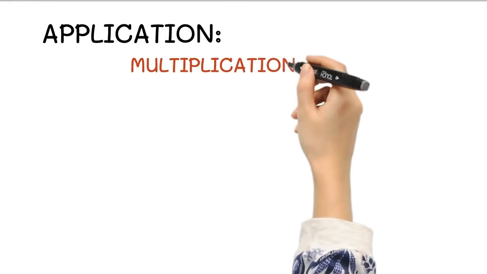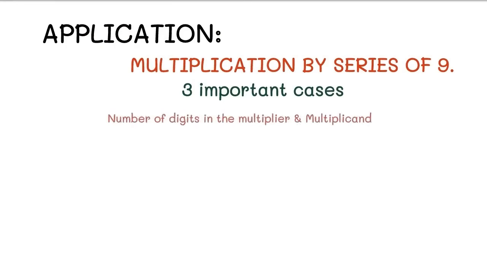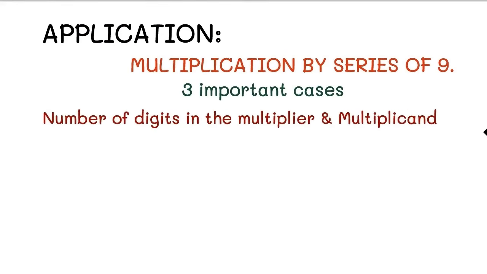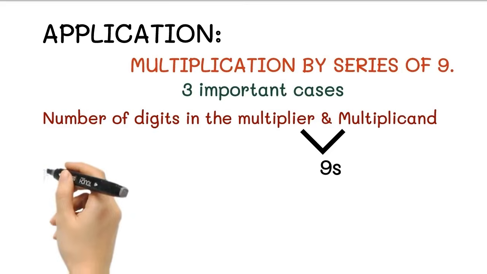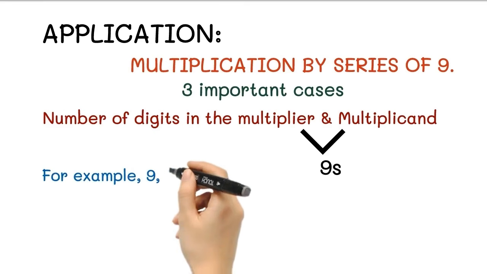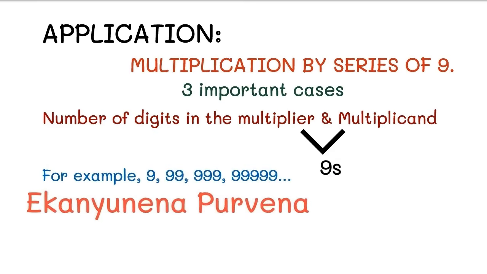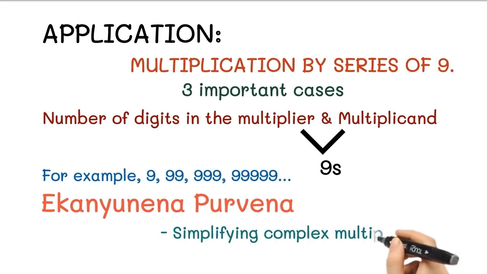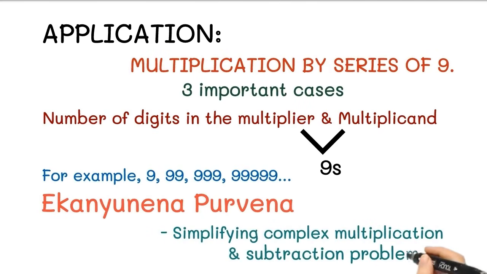Application: multiplication by a series of 9s. We will learn this using 3 important cases, based on the number of digits in the multiplier and multiplicand. For instance, the number by which we multiply, the multiplier, contains only 9s. For example, 9, 99, 999, 9,999, and so on. Ekanunena Purvena is used for simplifying complex multiplication problems, making calculations quicker and easier.